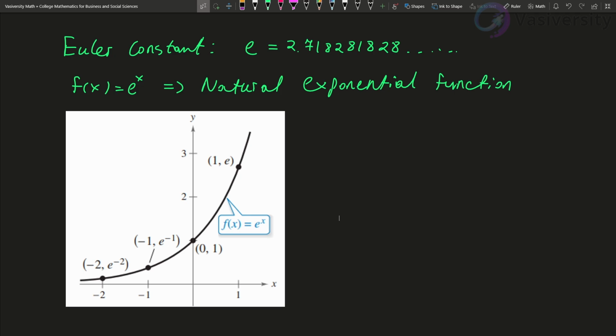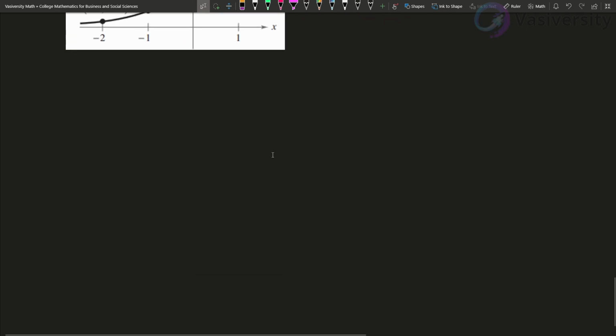We're not going to give a proof here of how that number came along. That's going to be in the calculus series for Vassiversity. So stay tuned, and you will be able to find the link in the description for the proof of this constant. Meanwhile, one of the interesting applications where that number arrives is specifically in compound interest, right? So compound interest is going to be as follows.